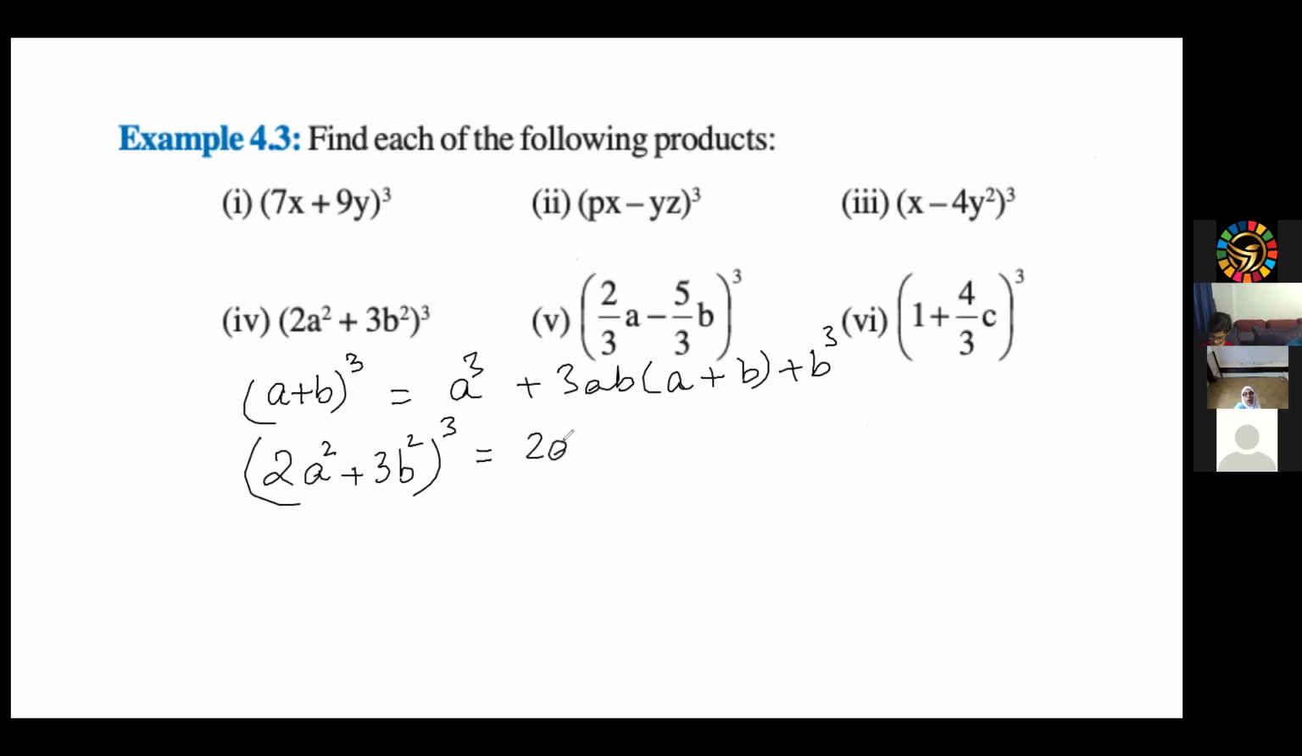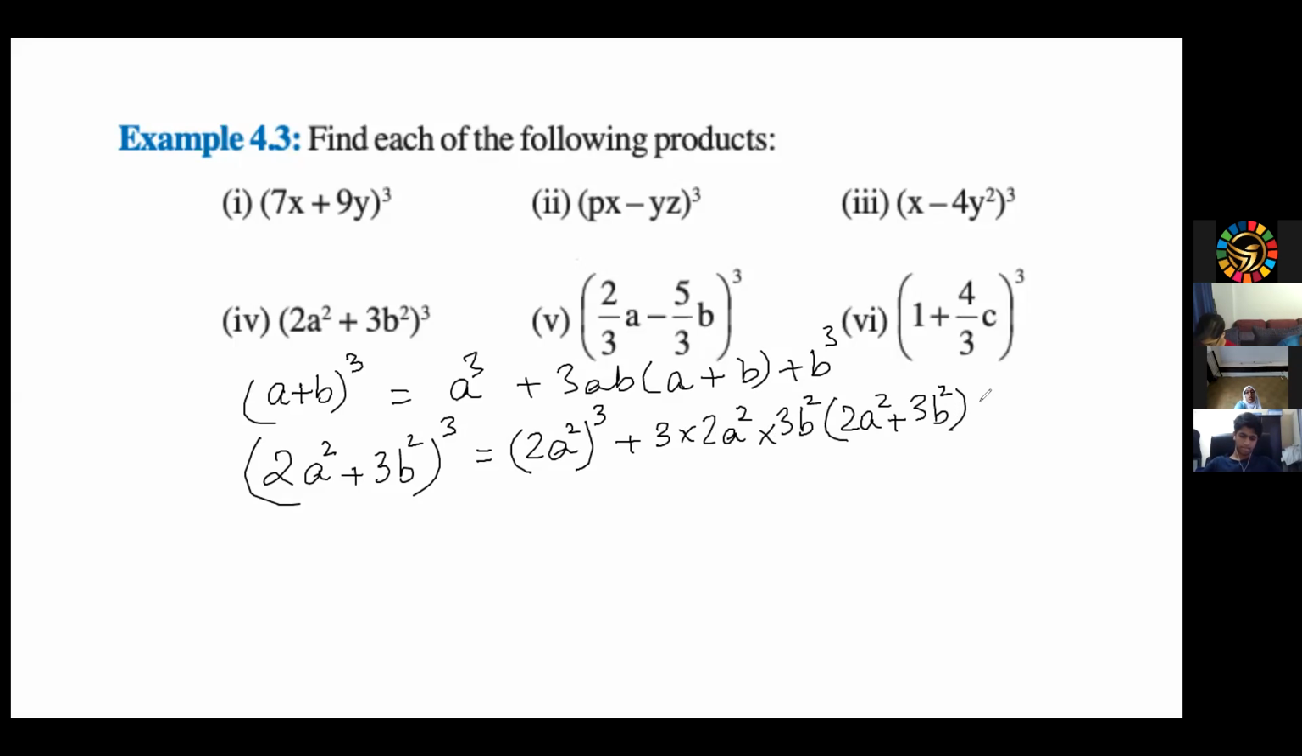2a square, okay, and then cube, plus 3 into 2a square, yes, into 3b square, yes, and into then in the bracket 2a square plus 3b square, correct. And the last term, 3b square and whole cube. Okay, now give me the answer. 2a square whole cube. First make 2 cube, then a square cube. So what is it?